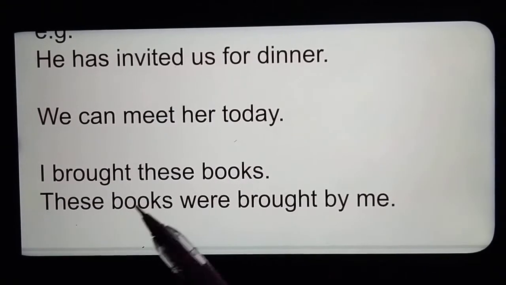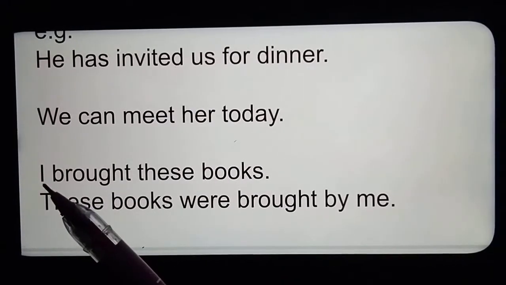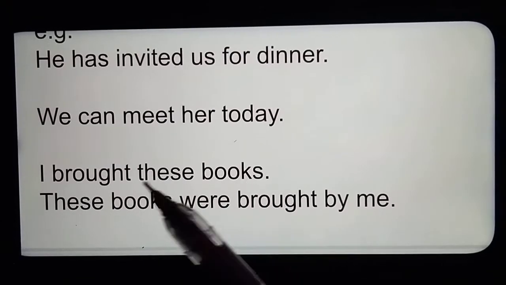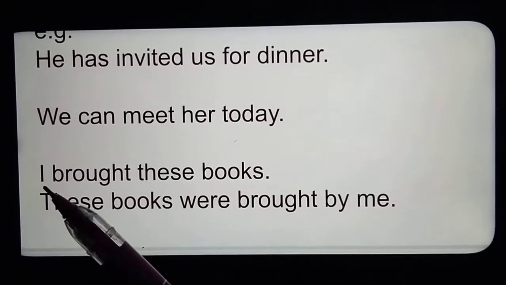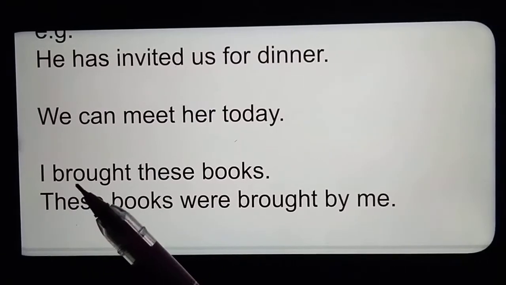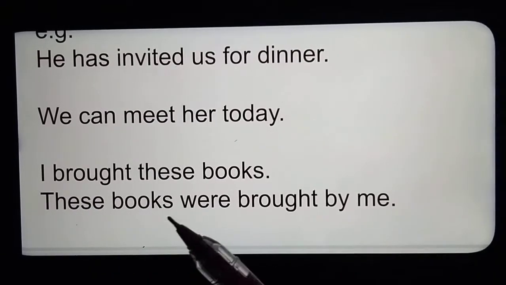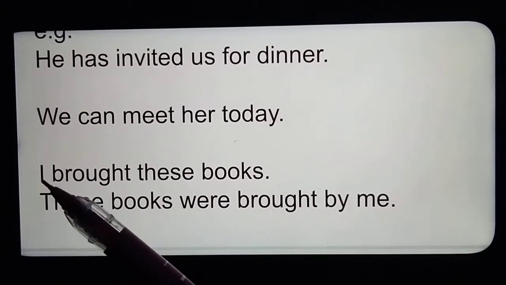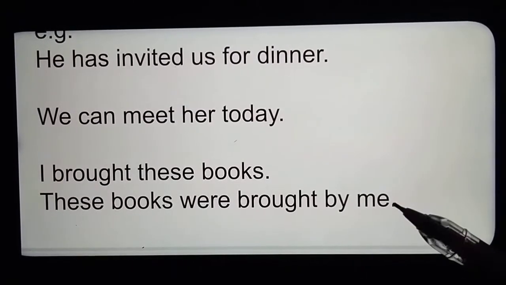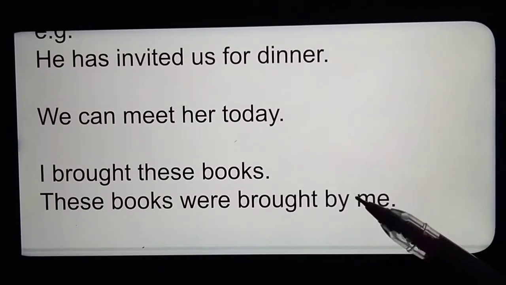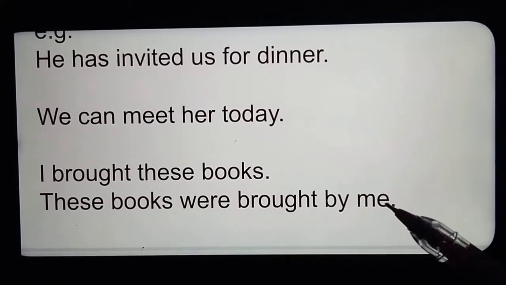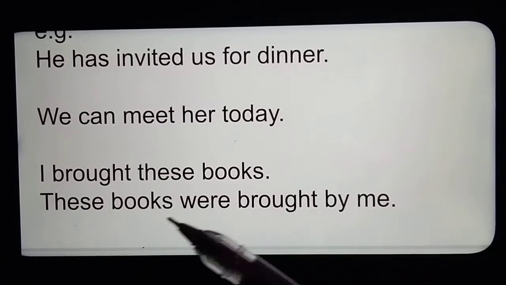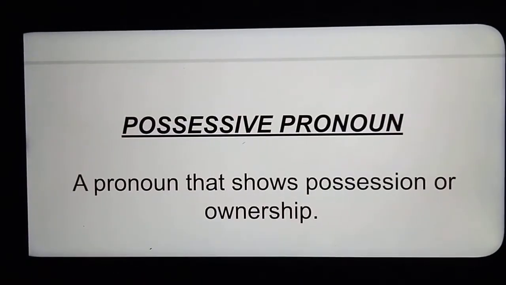Let's see this pair of sentences. First one is, I brought these books. Now I is used as subject, it is subject pronoun. But if I change this sentence, these books were brought by me. So now I, here it was subject, but here it became object. So this one is the objective form, it is object pronoun, while that one is subject pronoun.